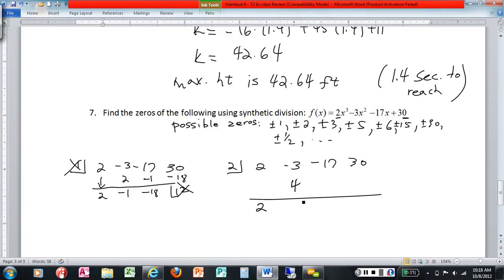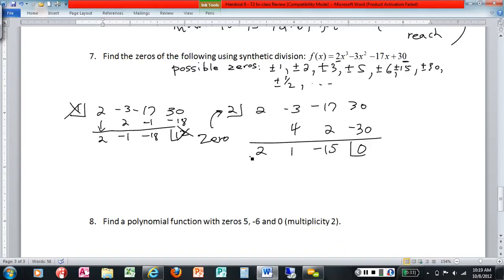Two times 2 is 4. -3 plus 4 is 1. 1 times 2 is 2. -17 plus 2 is -15. -15 times 2 is -30. 0 remainder, okay? So 0 remainder means 2 is a 0 of this polynomial. So there's one of ours. This then gives me 2x squared plus 1x minus 15. Set that equal to 0, and you find the other zeros.